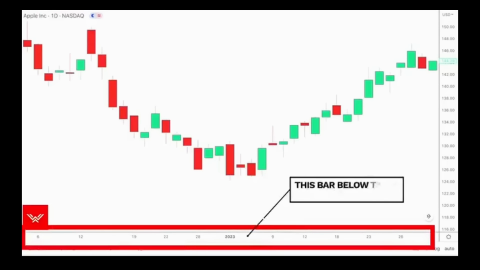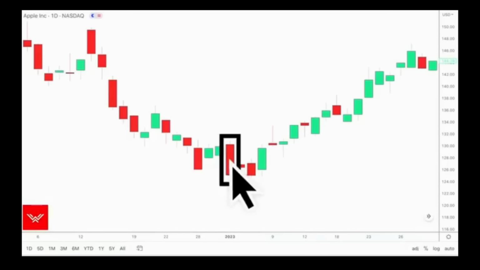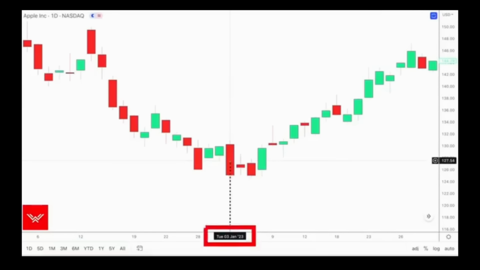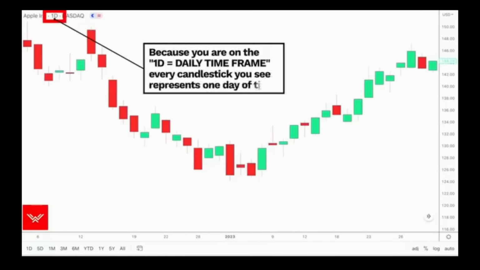This bar below tells you the date and time. So if you take your mouse and place it on top of this candle here, you'll see the dotted lines connecting the candle to the scale below, which shows the date as January 3rd. If you move your mouse one candle to the right, you'll see 1 day later, which is January 4th. Again, because you are on the daily time frame, every candlestick represents 1 day of time.